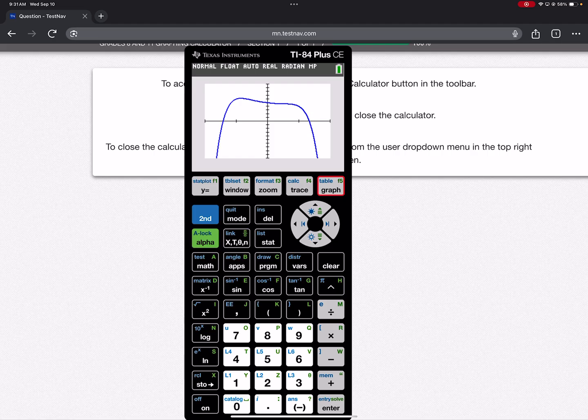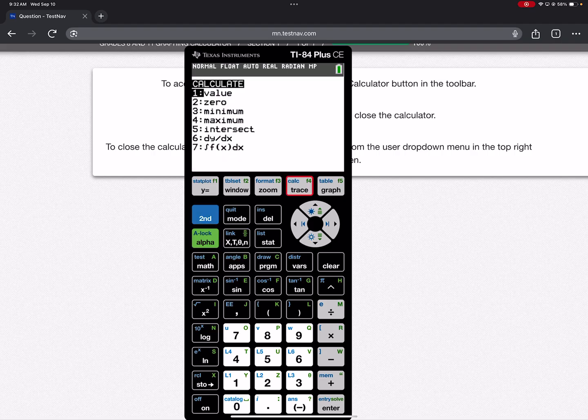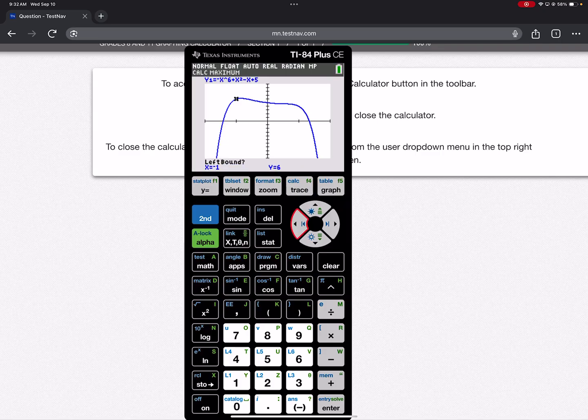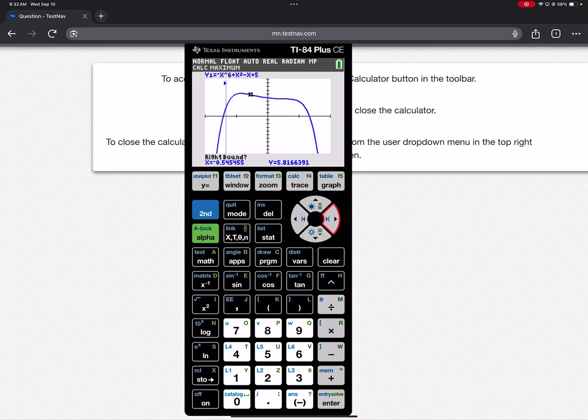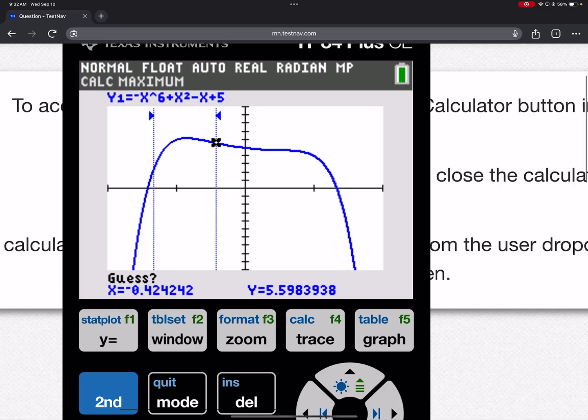Now, do we see that the highest point is about right there? Right? So what I'm going to do is, this is a maximum, right? Because it's going down, down. So I'm going to do second trace maximum. So you guys can just hit 4. And then for left bound, all you have to do is, I know it looks like it's about right there. So what I'm going to do is I'm just going to scroll somewhere to the left of that and hit enter, and then scroll past it and hit enter again. So that way I know for sure that the maximum is between those two bars. Does that make sense?